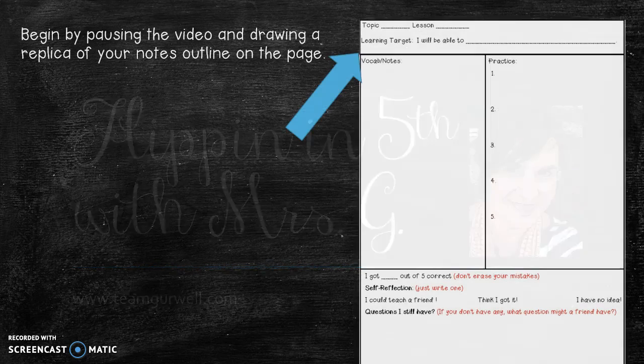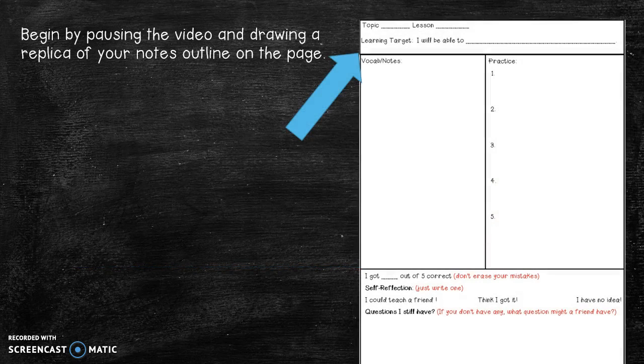This is our first night of doing our video at home by ourselves, so I'm going to walk you through it. We're going to begin by pausing the video and making sure that you draw a replica of your notes. Remember, that means copy on the page, your next open page. If you've forgotten what it looks like, you can turn to that inside cover where we glued that. So go ahead and pause it now and make sure your lines and your words are all on your page.